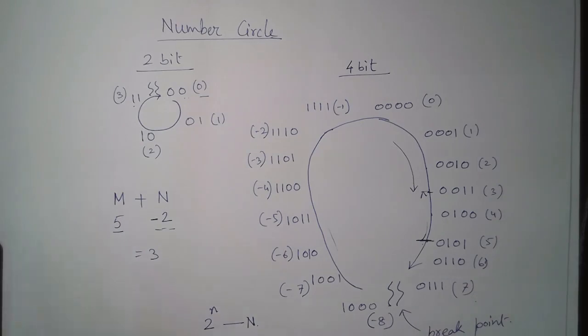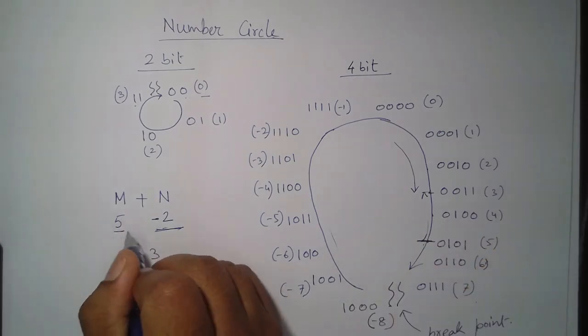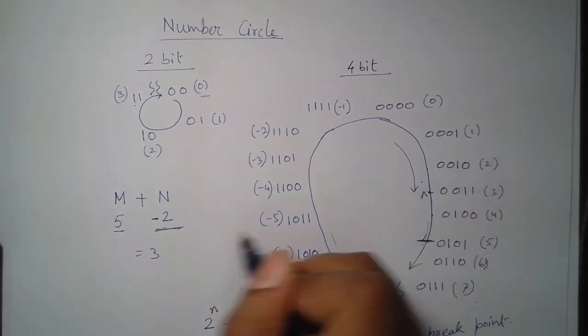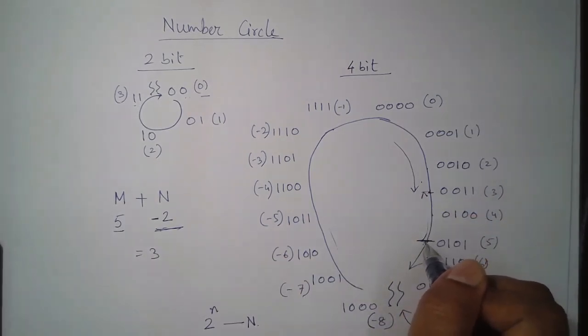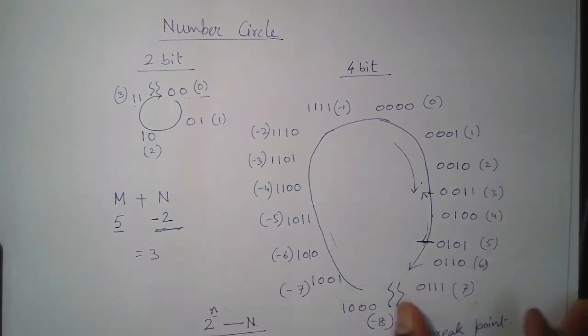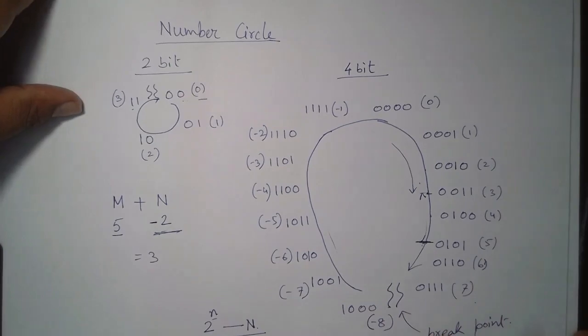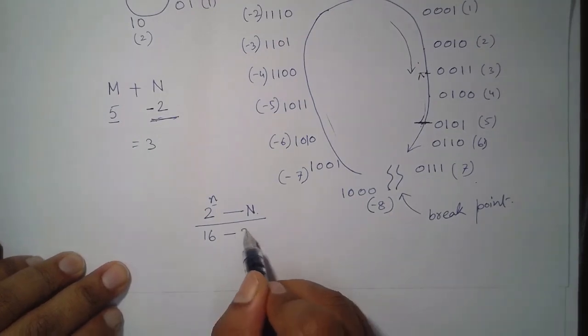So what it says is that if you want to subtract a number, you can locate the positive number and go anti-clockwise that many steps to find the answer, or you can go clockwise, but the number of steps you need to take is 2 to the power n minus this capital N. Here we are talking about 4-bit representation. So what is 2 to the power n? 2 to the power n is 16. 16 minus 2 is equal to 14.